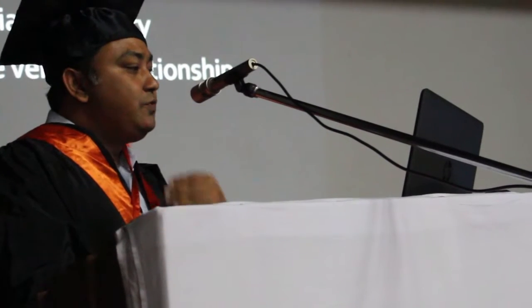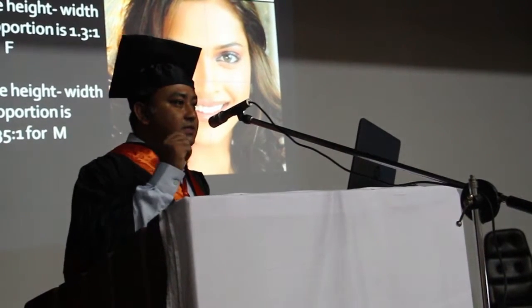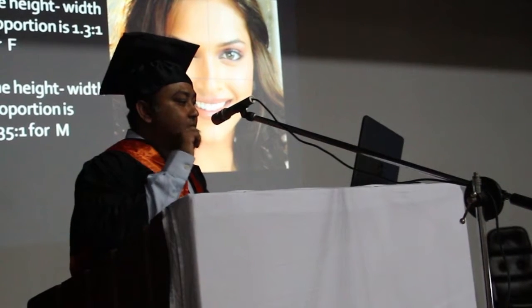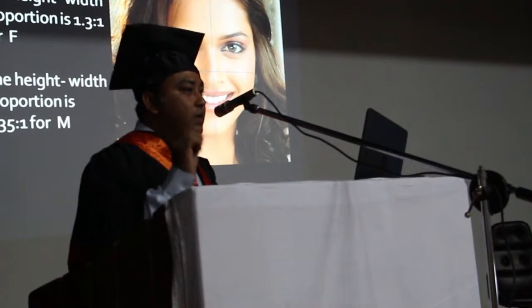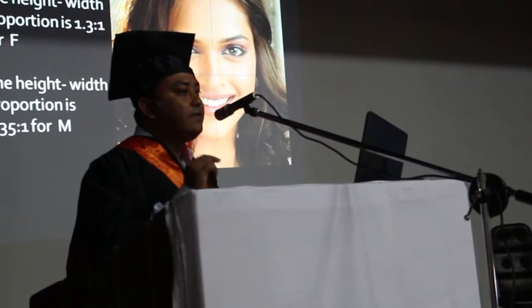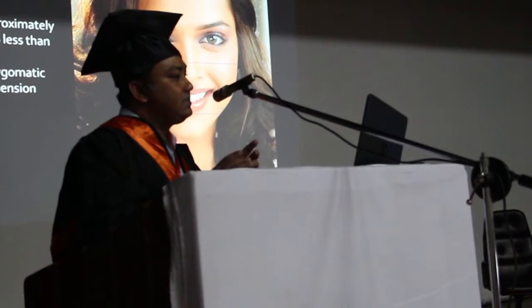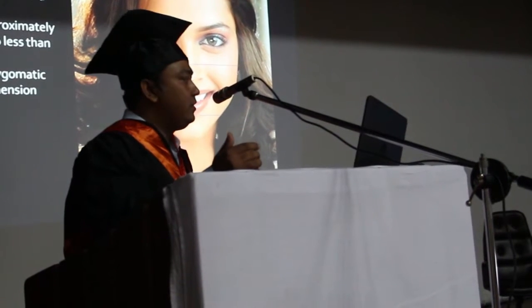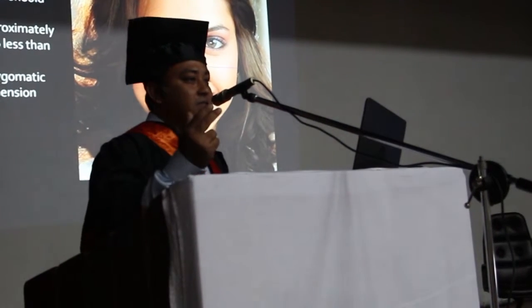And in frontal analysis, we should see the facial form, transverse dimension, facial asymmetry, the vertical relationship, and so on. In facial form, the height and width proportion of the face in case of female is 1.3 to 1, and in case of male it is 1.35 to 1. The bigonial width is always 30% less than the bizygomatic width. But when the bigonial width is a little closer to the bizygomatic width, the face looks manly, square-shaped, in case of male.